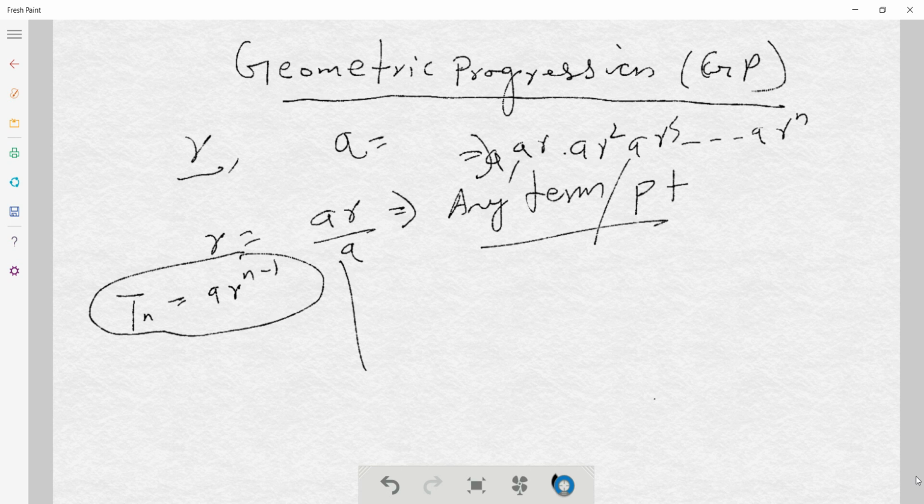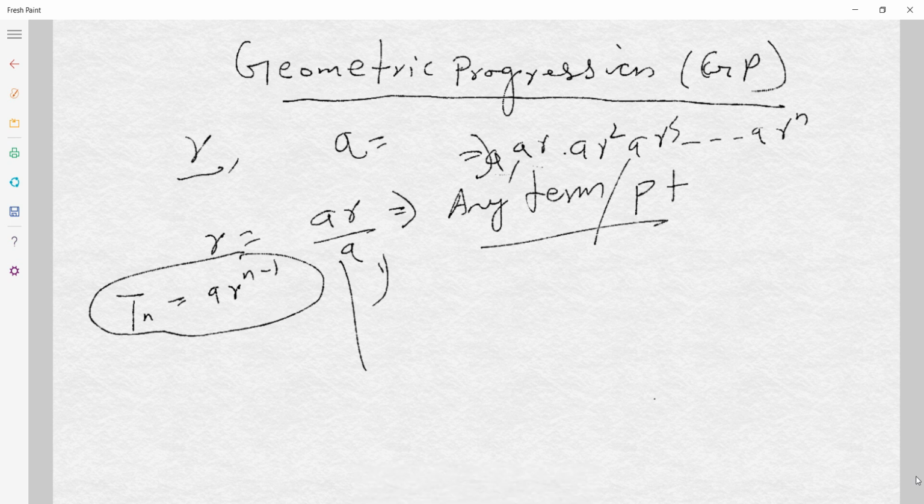I understand that it can be a bit overwhelming, similar to AP. In AP, when you find D, you normally subtract these two terms, A and A plus D, to get D. In this case, we're dividing instead.